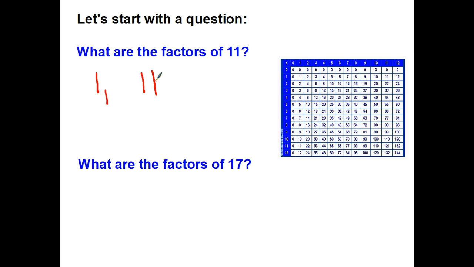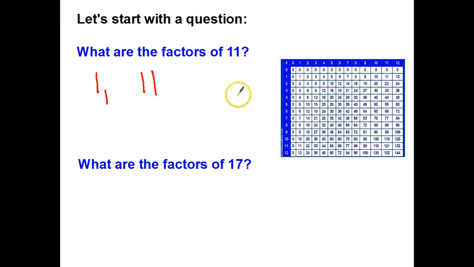3 times 4 is 12. 4 times 3 is 12. 5 times 2 is 10, and 5 times 3 is 15. Besides, this can't be a multiple of 5. It doesn't end in 5 or 0. 6 times 2 is 12. 7 times 2 is 14, and now the numbers are just plain too big.